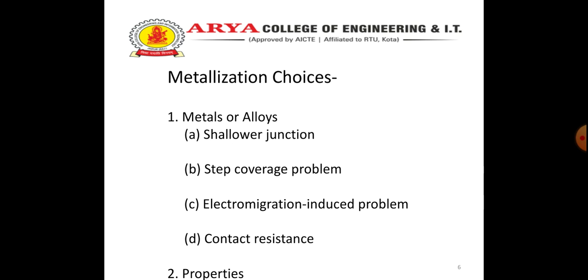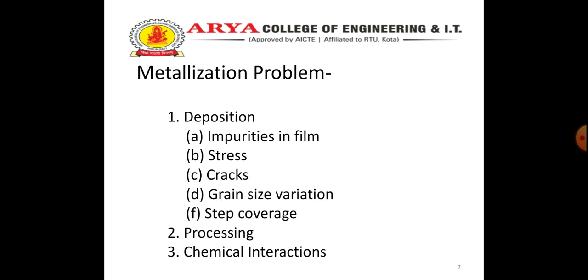Contact resistance. Finally, a contact, although stable both with respect to electromigration resistance and junction spiking, could still be poor due to high contact resistance that could result from the presence of an interfacial layer between silicon and the contact metallization. Now, after contact resistance, we are having metallization problems.